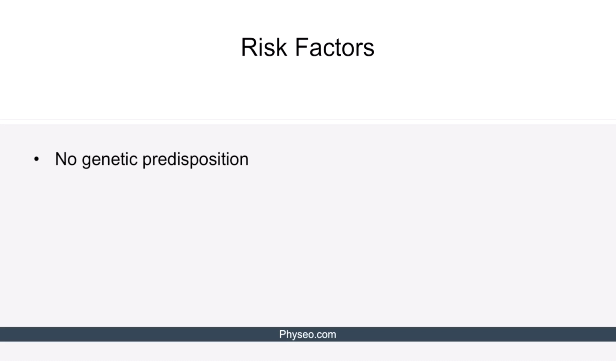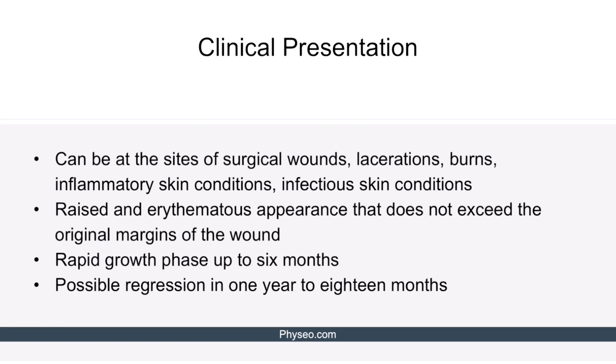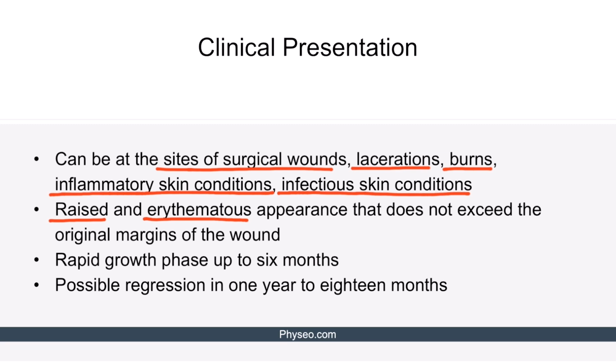Okay, so what are the risk factors for hypertrophic scars? Well, in contrast to keloid scars, hypertrophic scars don't have any genetic predisposition, and there aren't any identified risk factors. Hypertrophic scars can be present at the sites of surgical wounds, lacerations, burns, inflammatory skin conditions, and even infectious skin conditions. And these often appear as raised and erythematous lesions, and they don't extend beyond that original margin of that wound, as we discussed before.